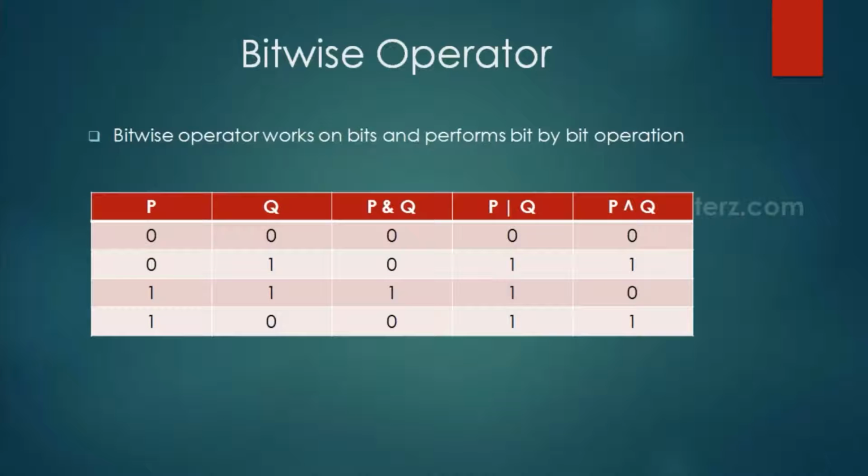Then we have bitwise operators. A bitwise operator works on bits and performs bit by bit operation, like AND, OR or XOR. You can see here AND gives true, that is 1, if both are true, that is both are 1. Whereas OR gives 1 if at least one of the two is 1, so 0 1 gives 1, 1 0 gives 1. Whereas XOR gives 1 if both are different, like 0 1 or 1 0. If they are the same, like 0 0 or 1 1, then it gives 0.